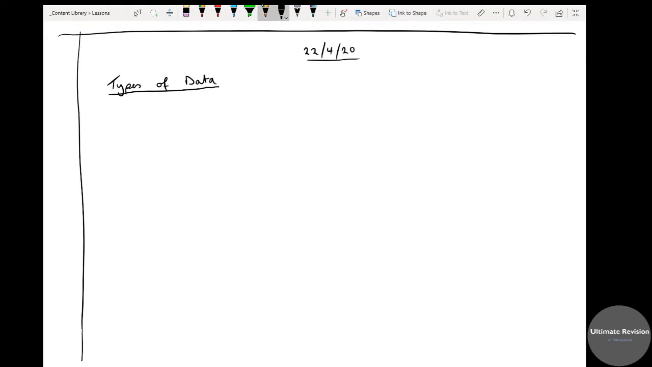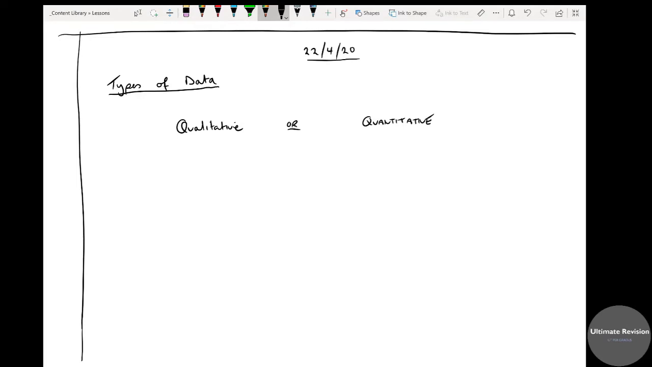Types of data. Now, there are two types of data. You need to make these notes. Two types of data. You can either have qualitative data or quantitative. Forgive me if I've spelled those wrong. I think I've spelled them correctly.